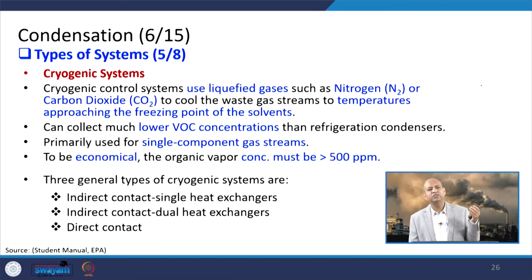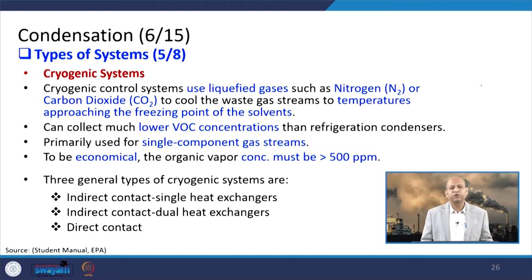When we talk about cryogenic systems, cryogenic control systems use liquefied gases such as nitrogen or carbon dioxide to cool the waste gas stream to temperatures approaching the freezing point of the solvent, so that the vapors can be condensed. This can collect much lower VOC concentrations than refrigeration condensers. It is primarily used for single compound gas streams, and to be economical the organic vapor concentration must be more than 500 ppm. Otherwise, of course, it can go for low concentration, but it depends.